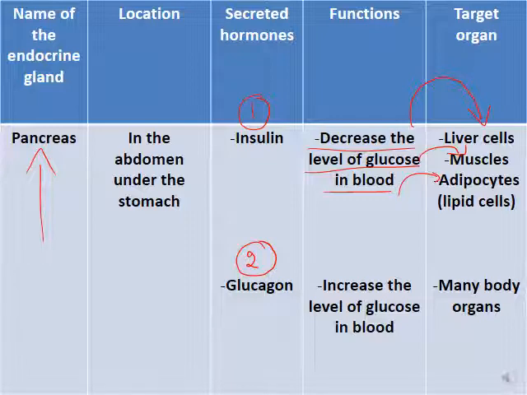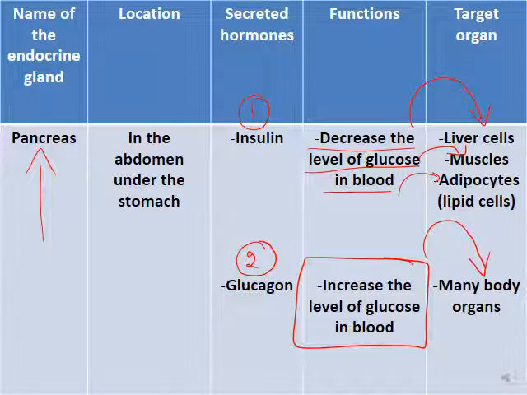Whereas another hormone is called glucagon. Glucagon has an important function. It increases the level of glucose in blood. So if we have a low level of glucose, glucagon will lead to an increase in the level of glucose in blood. We have stored glucose. This stored glucose is going to be released into the blood. It works on many different body organs.